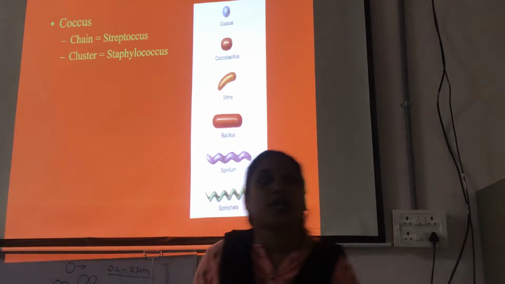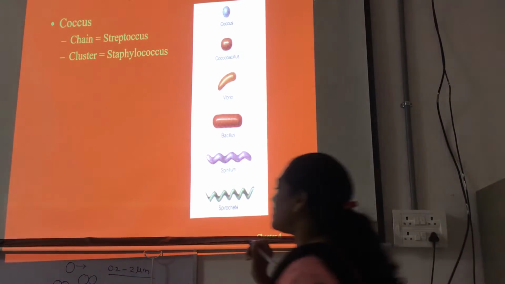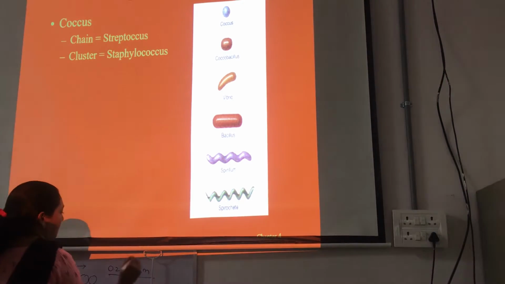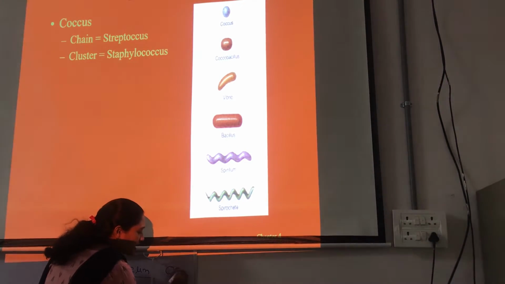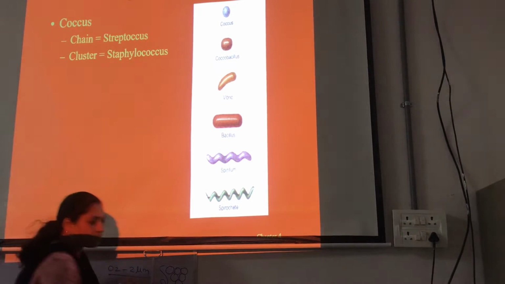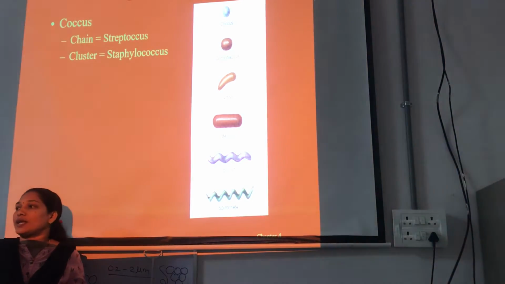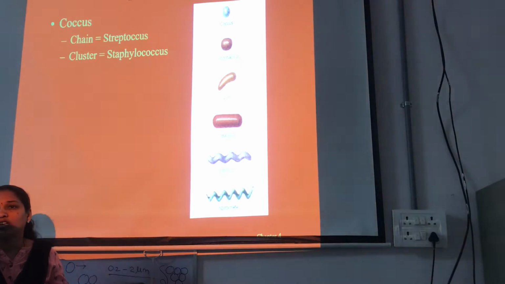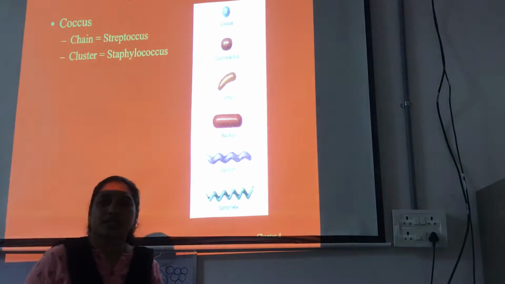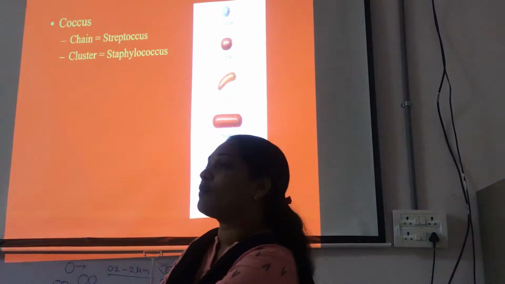And staphylococcus are also there. Staphylococcus means they are arranged in the form of a bunch, grape bunch-like structures. If they are present in the form of a grape bunch, these are called staphylococcus. Generally, the streptococcus and staphylococcus bacteria are present on our body.